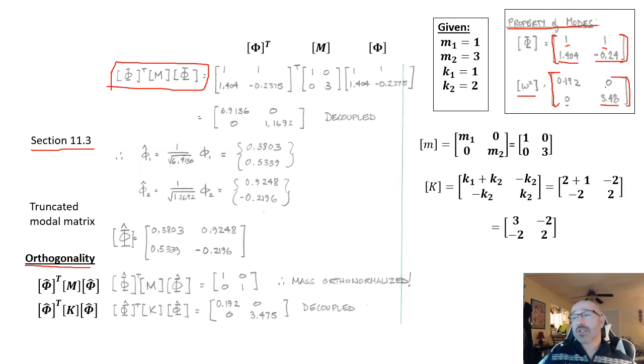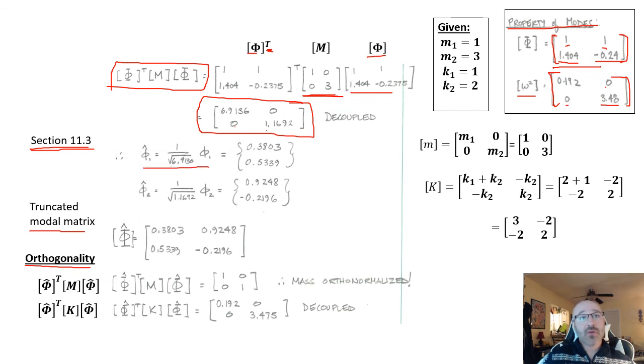Again, we can reference back to chapter 11 in our textbook. So I take this, and don't forget to take the transpose of this matrix from our mode shape. So this is our matrix right here. Multiply it by our mass matrix that we solved for at the very beginning of this problem, and multiply it by my phi right here, which is not transposed. When I do that, I end up with a 2x2 matrix where we have 6.9136, 0, 0, and 1.1692.